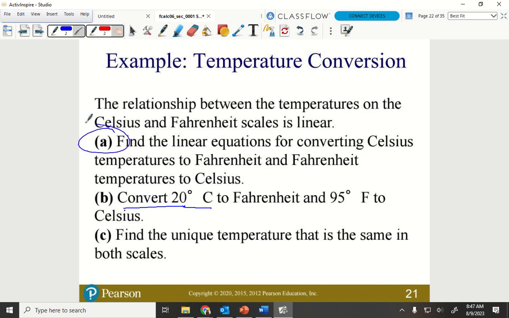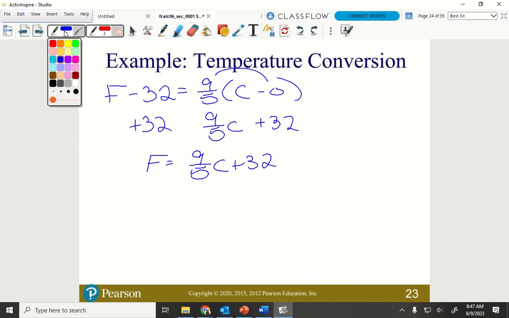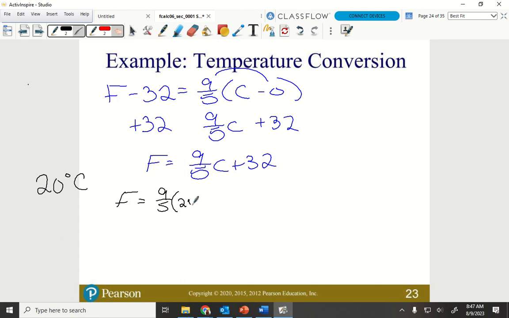Now convert 20 degrees Celsius to Fahrenheit. Okay, let's use what we just did. So 20 degrees Celsius. I'm going to plug that in for what variable? For the C, right? I'm going to plug it into the C. And if I was trying to convert the other way, and I'm given Fahrenheit, I would replace that for my Fahrenheit, right? So this is going to be F equals 9 over 5 times 20 plus 32.